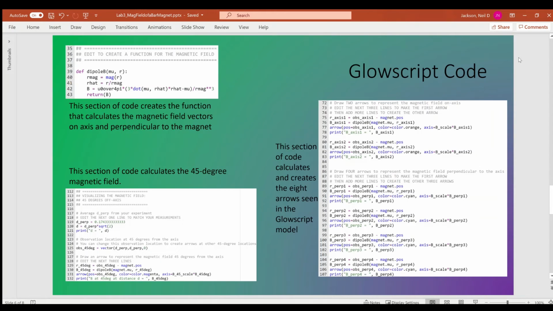Now that all the experimentation was done, we could put everything into our GlowScript code, which I have done here. In the upper left-hand corner you'll see a section of the code describing the function that tells us what our true magnetic field vector is. In the lower left-hand corner we have the code that allows us to visualize the magnetic field at a 45-degree angle from the magnetometer, and then finally off to the right we have the part of code that tells us where all the vectors of the magnetic field are.